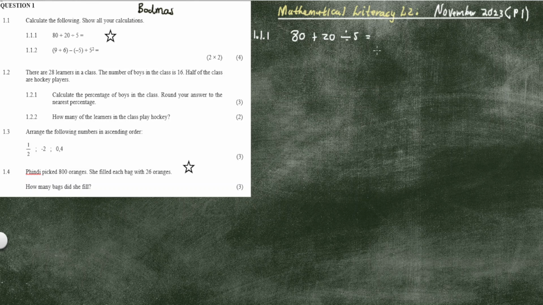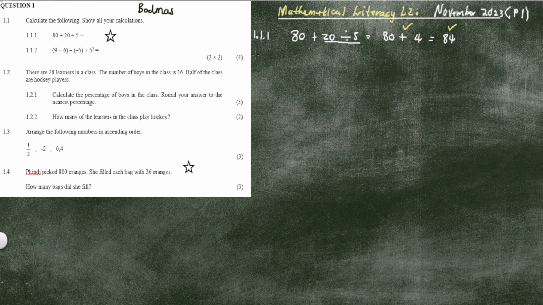What is 20 divided by 5? That is 4. So I'm going to have 80 plus 4. You start off by dividing and then you get a 4. What is 80 plus 4? That's 84. This is what I was talking about: there's 1 mark for the method you have used for simplifying, which by the way is BODMAS, and another mark for the final answer. So make sure that you show your calculations.